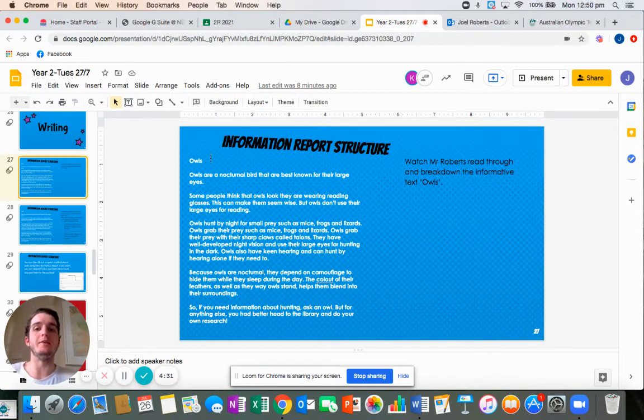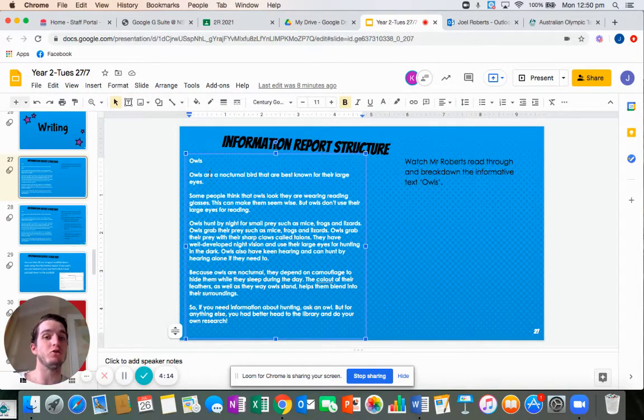So what we've got here on this screen is an information report about owls. Okay, so I'm going to break it down and go through each section so we can begin to understand what the correct structure of an informative text is. Okay, so let's have a look. I'm going to read bit by bit, and I'm going to go through and do some highlighting so we can understand a little bit more about the correct structure of an informative text.